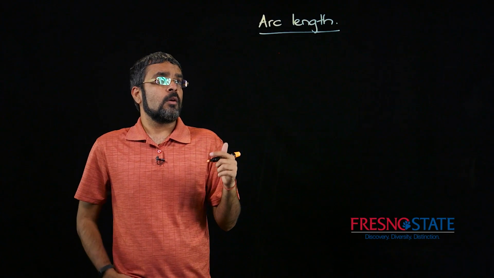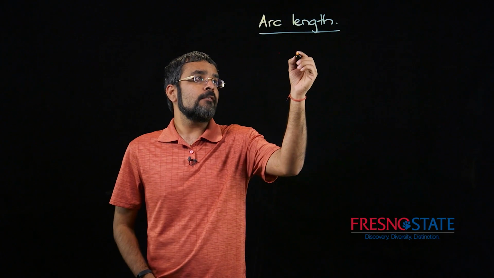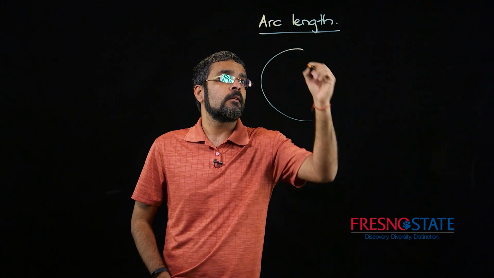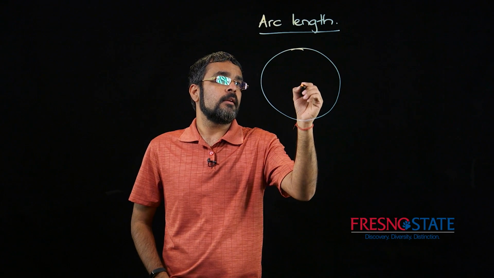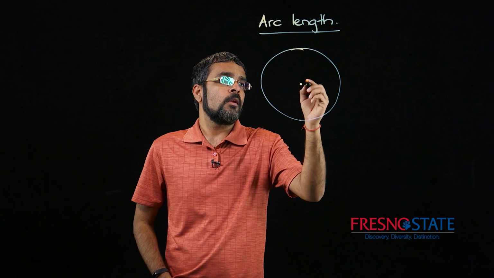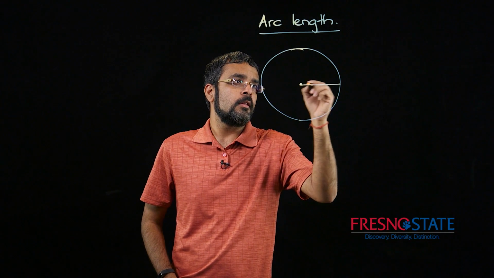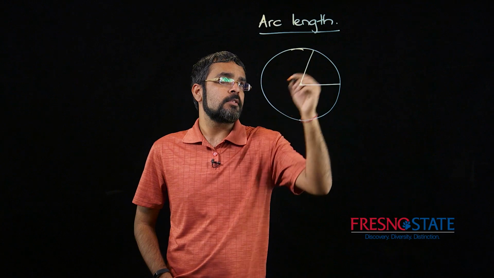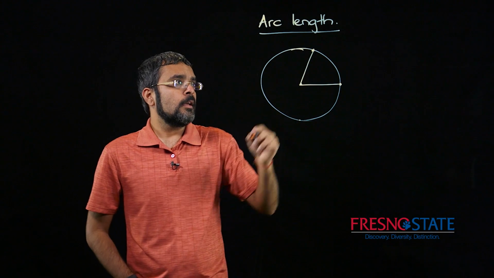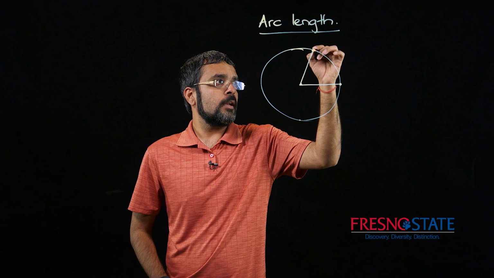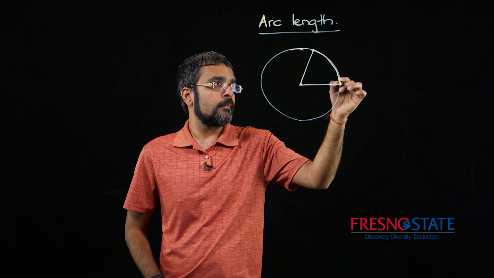So we're looking at arc length. What is an arc? Let's see. If I have a circle, right? So let's say that's my circle, and here's my central angle. Let's say my angle intercepts the circle at these points here. Then I'm interested in finding the length of this arc.